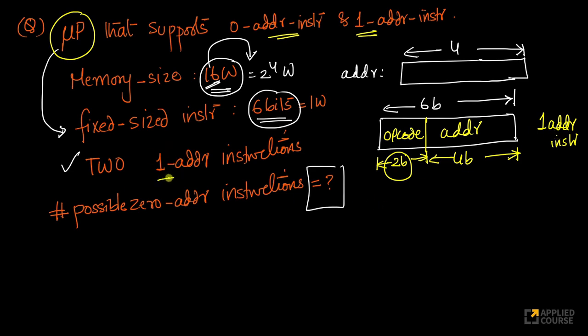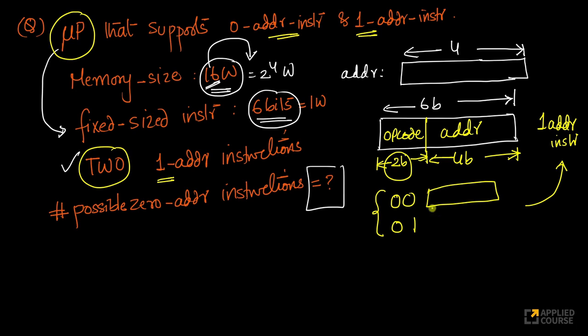How many 1 address instructions are there? 2 one address instructions. So let's say if my first 2 bits start with 00 or 01, because I have 2 of them, I'll consider them as 1 address instructions. And the next 4 bits, I'll interpret as the memory address. Cool. So this is how my 1 address instructions look.